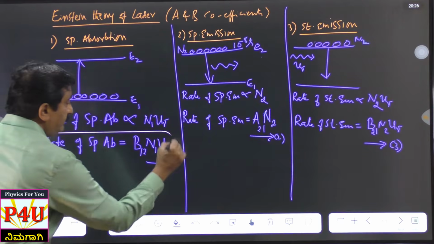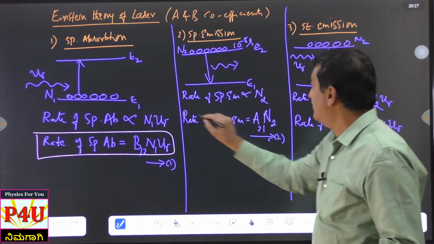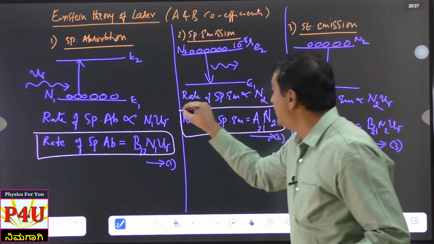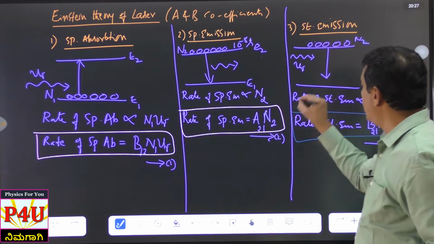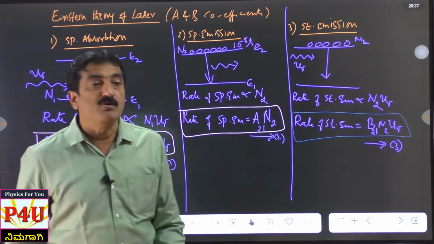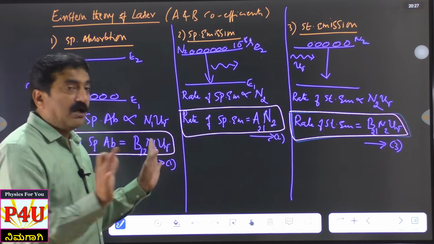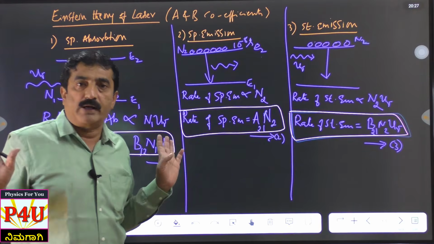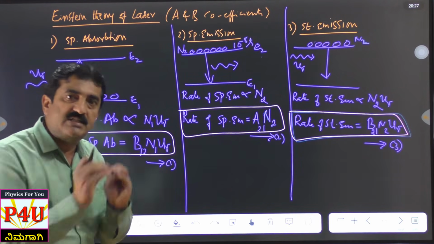Number 1, this one, that is rate of absorption. Next, number 2, rate of emission. Which emission? Spontaneous emission. Next one, another rate of emission. Which emission? It is stimulated emission. Okay, now let me combine. That's all. 90% of the derivation is over. If you understand these 3 equations, the rest is only substitution and simplification.